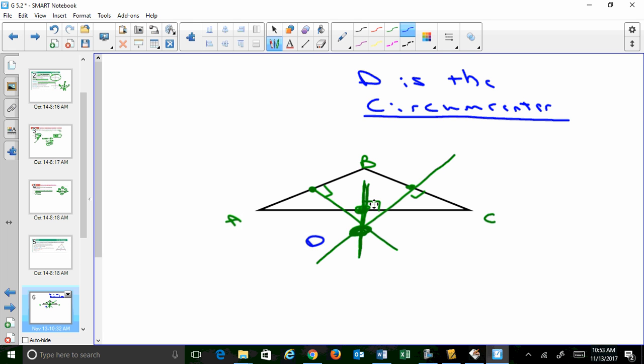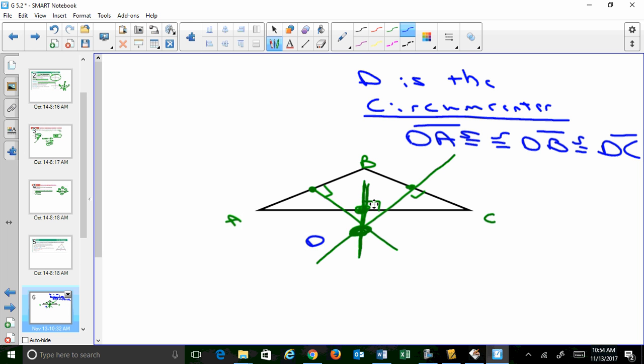Okay. If D is the circumcenter, here's what you can prove. Now, I'm not going to draw it yet. Just put your eyes on it. Imagine drawing a line from D to A. The line from D to A would be congruent to the line from D to B, which would be congruent to the line from D to C. All of those lines are congruent to each other.